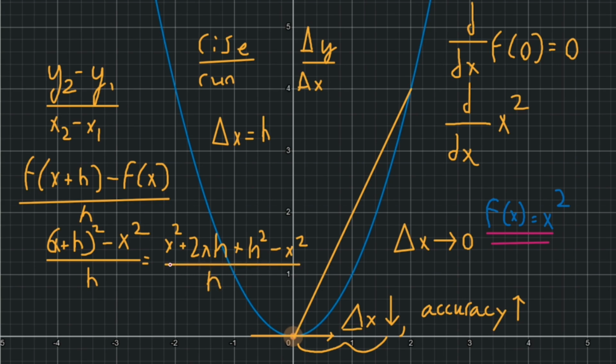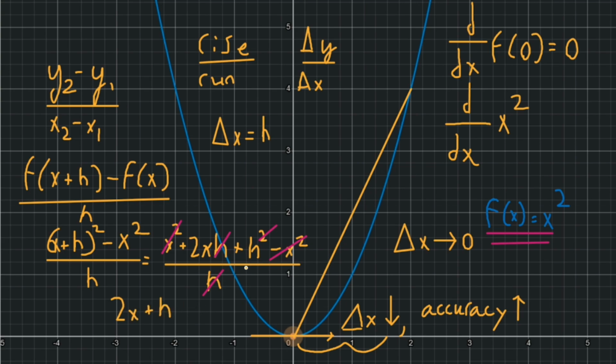Now, thankfully, we can go ahead and cancel out two of these terms to simplify. So we have an x squared over here, and we have a negative x squared here. So these two cancel out, and we're left with 2xh plus h squared. And then now what we can do is factor out an h. So that gives us 2x plus h. So write that down here. So we have, as our final result, 2x plus h.